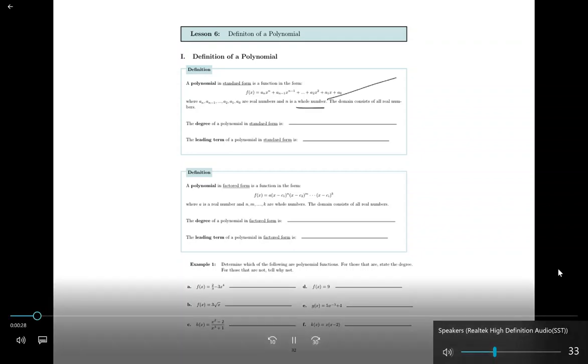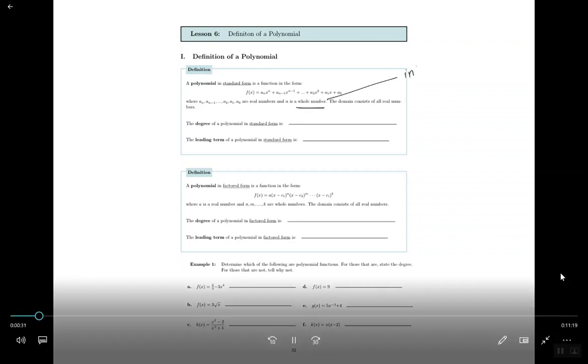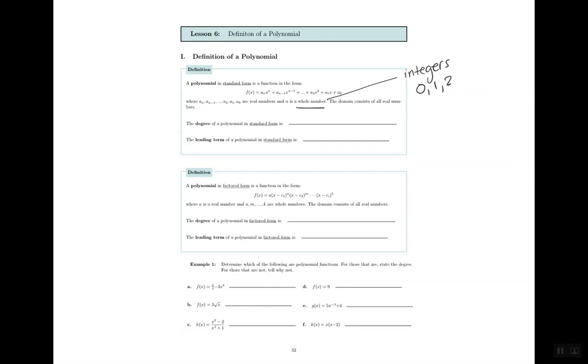difference, a whole number, or the integers 0, 1, 2, 3, etc. The domain of any polynomial consists of all real numbers. Another way to write that would be the domain is the interval from negative infinity to positive infinity. The degree of a polynomial in standard form is given by that whole number n. It's our largest exponent that we'll see in that function.